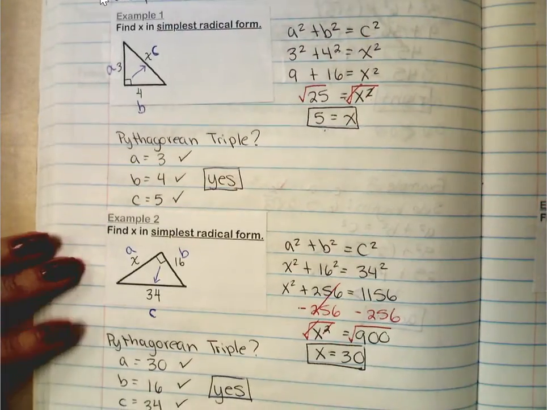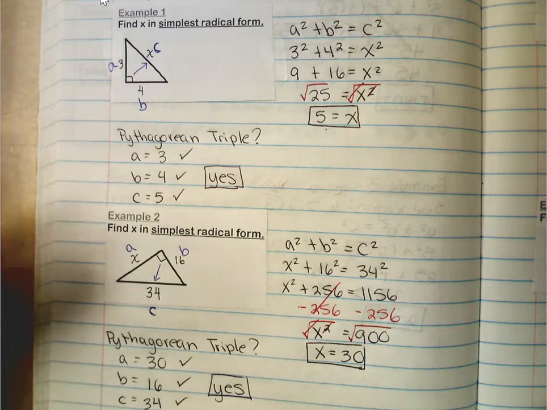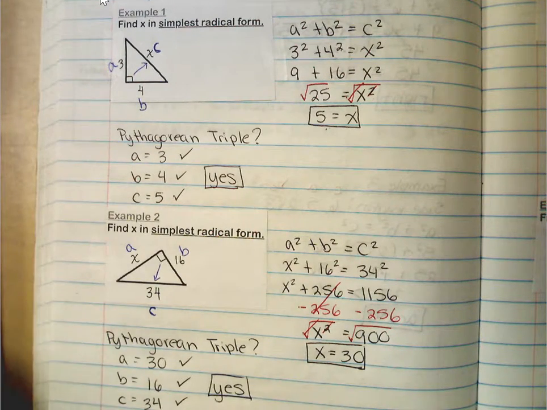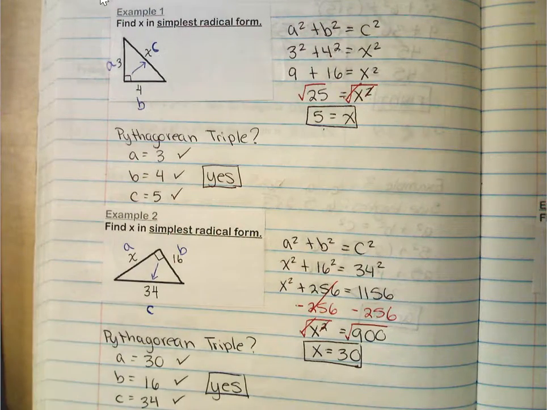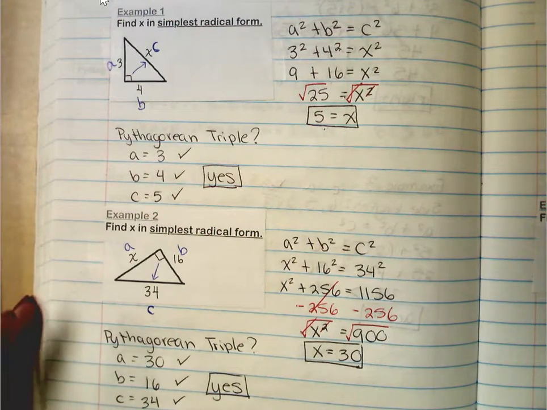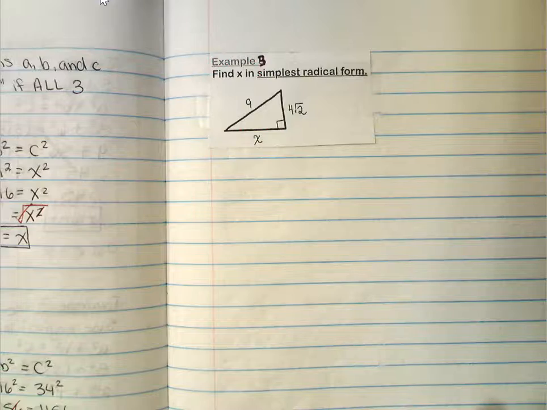Okay, so these are really the easier two examples. This is what you practice in middle school, where you have nice whole numbers and you get whole numbers as your answer. Examples 3 and 4 is where it starts getting a little bit more difficult.